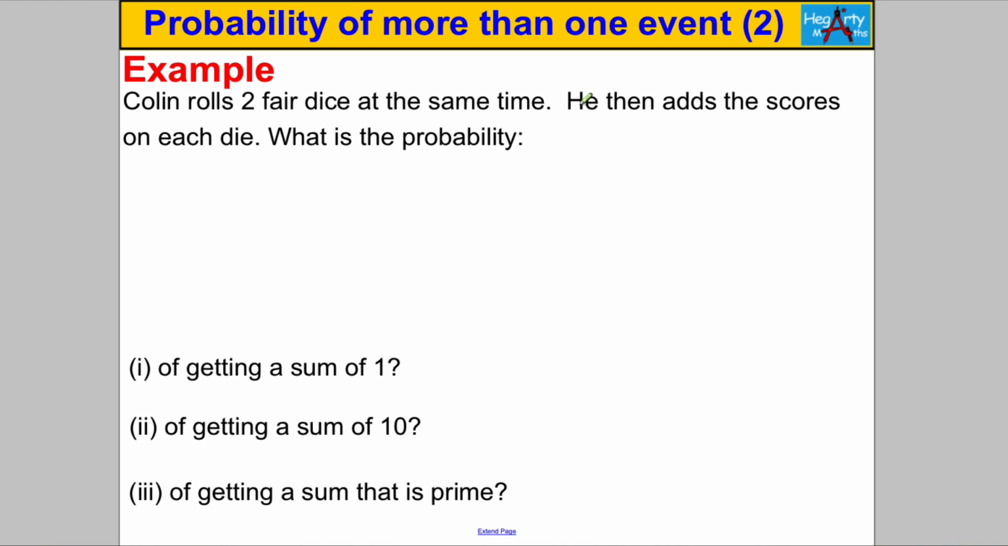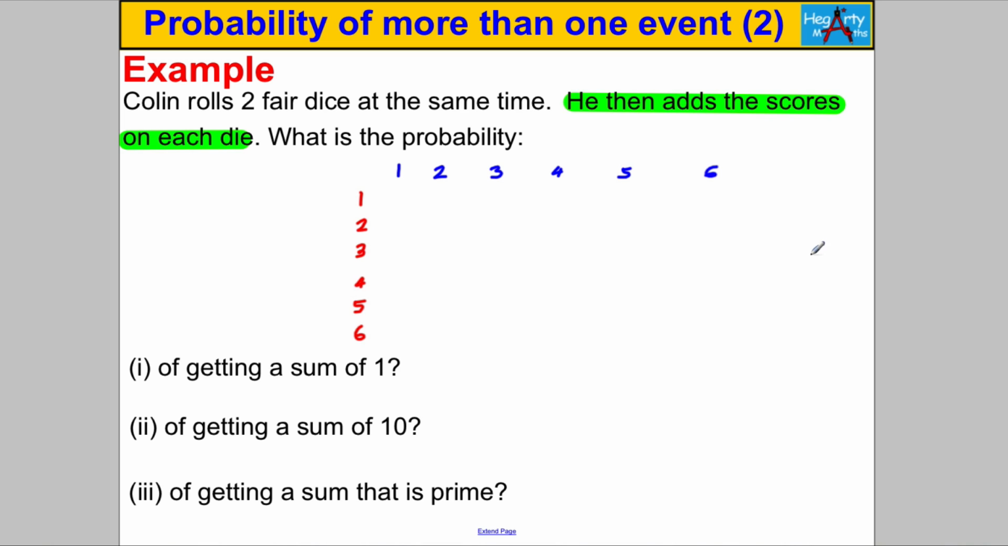He does something with those scores. He doesn't just list them. Colin adds the scores on each die. And what is the probability of the sum, those two numbers getting added together, being various things? So our sample space diagram must take into account the fact that we're actually adding our results, not just listing them. So let's go and draw a sample space diagram for this.